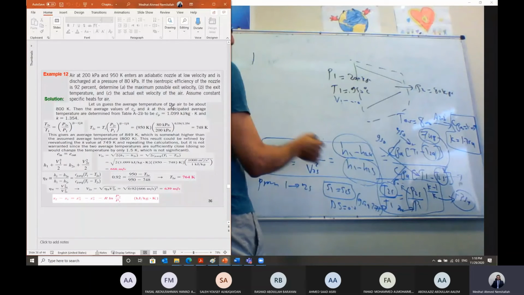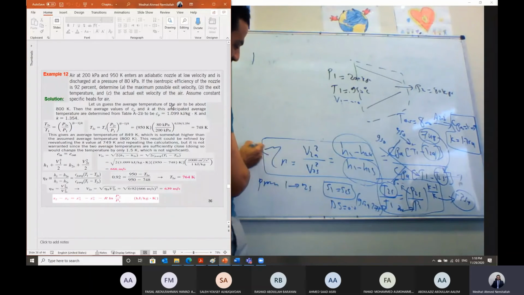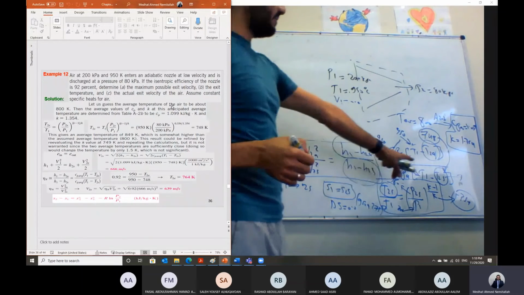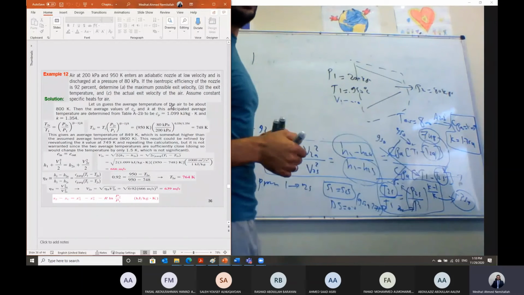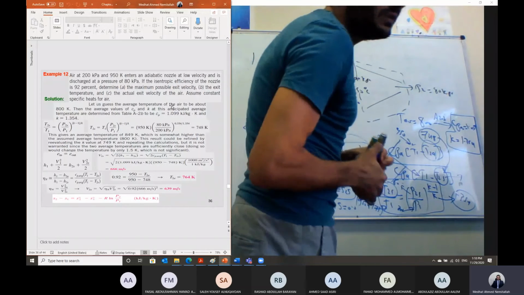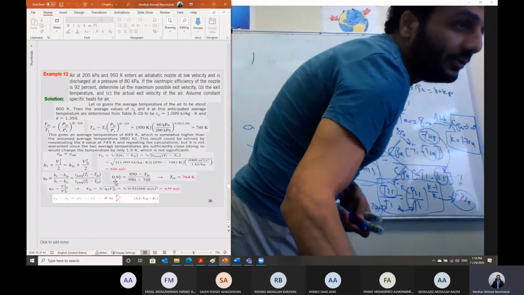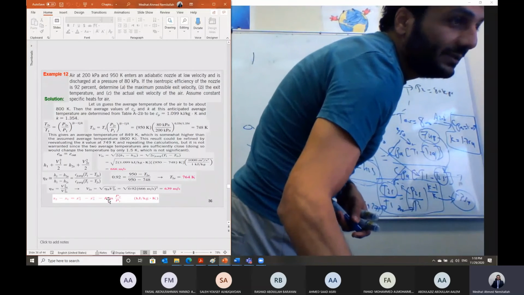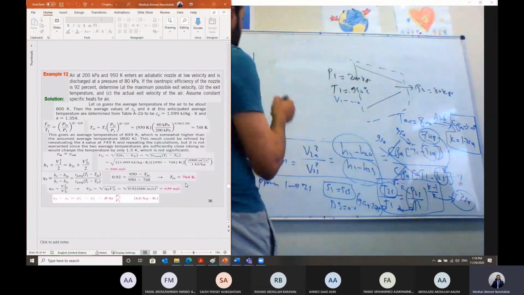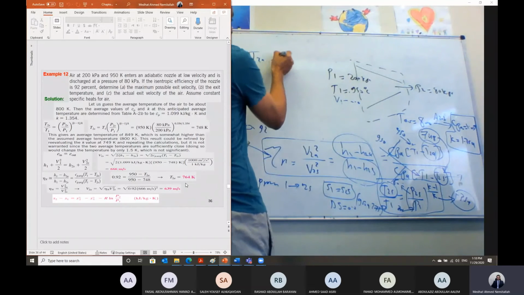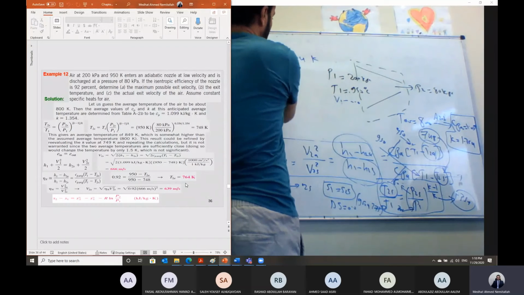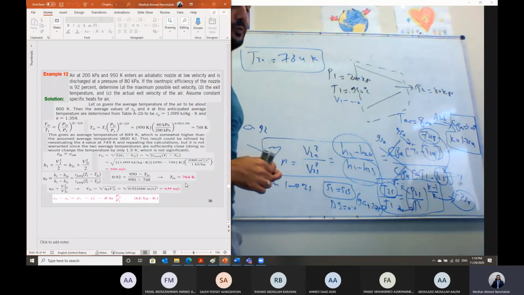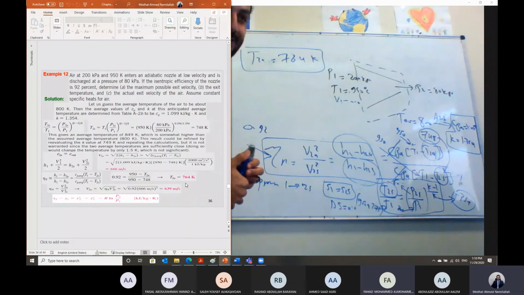If you substitute here the isentropic efficiency of the nozzle equal to 0.92, then we can solve for T2 actual. If you calculate this, you will find the value of T2 actual is equal to 764 K. Are you following this, Shabab? Following or not? Yes, following.